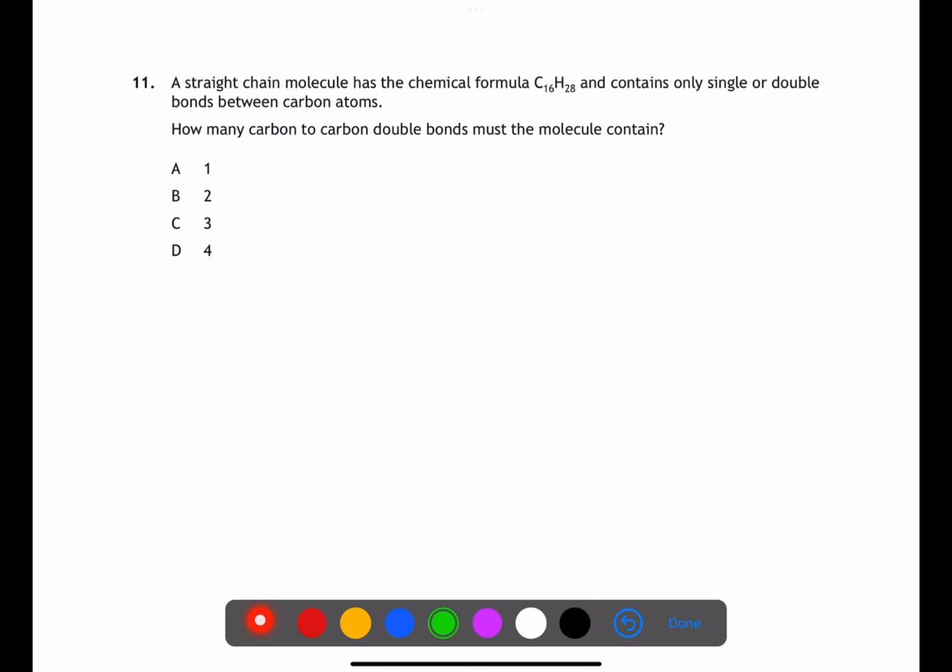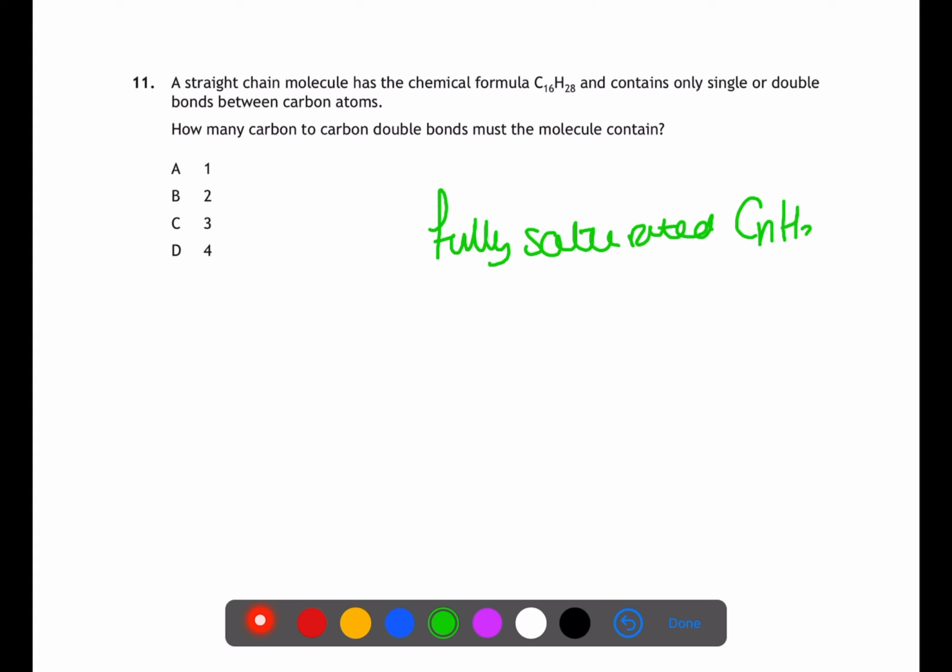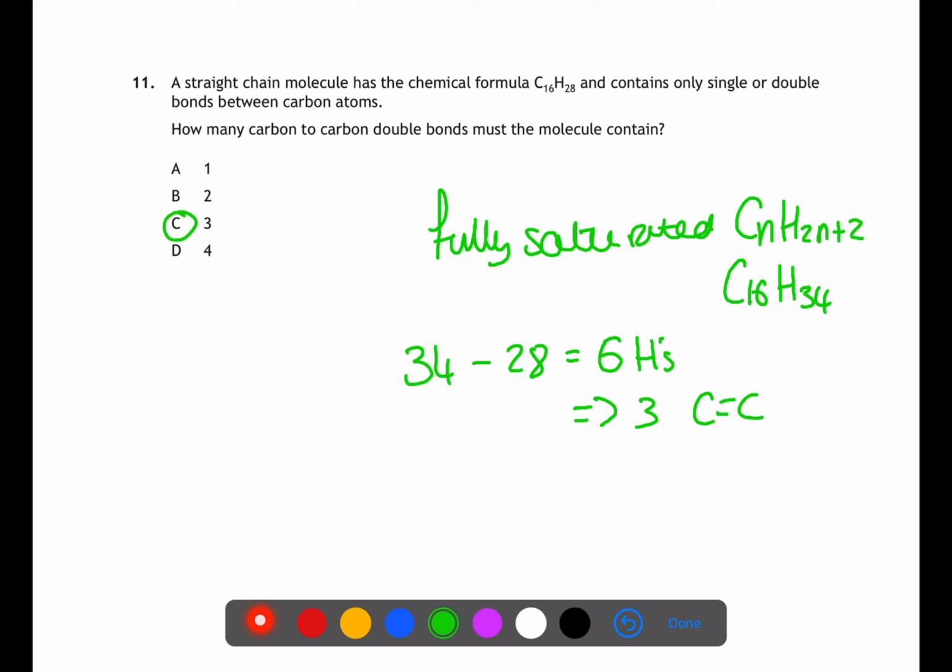For question 11, we have a straight chain molecule with formula C16H28, which has single or double bonds between carbon atoms. You are to work out how many carbon double bonds there are. If you had a fully saturated compound with 16 carbon atoms, it would have to follow the general formula CnH2n plus 2. If that was the case, the formula would be C16H34. If we take the difference in hydrogen atoms, 34 minus 28, we have 6 hydrogen atoms. This means that there must be 3 double bonds within the molecule, as you will take off 2 hydrogen atoms for every double bond.